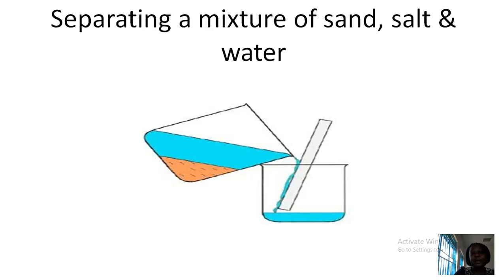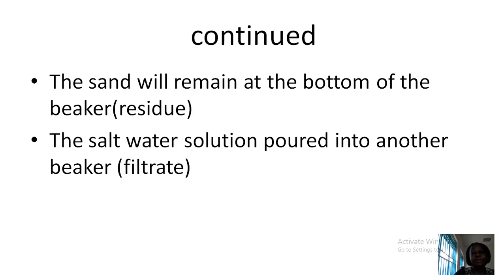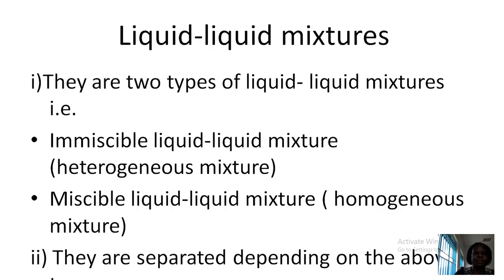So you can see we have the mixture of sand, salt and water, and we are pouring off the water so as to remain with the sand in the beaker. The sand will remain at the bottom of the beaker and is known as the residue. Then the salt water solution is poured into another beaker and it is known as the filtrate.